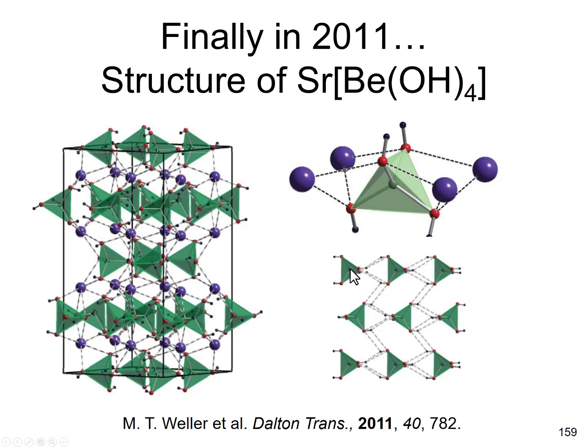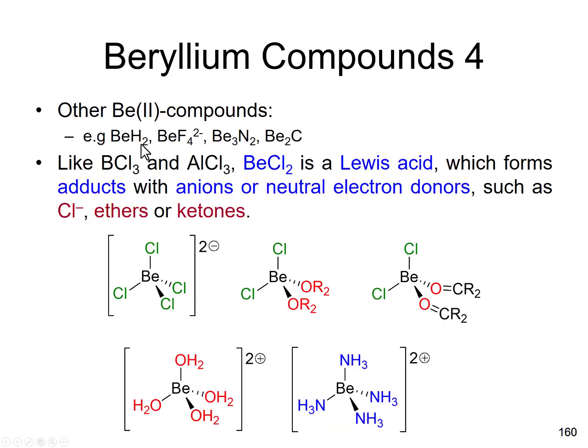So this is just one small unit of this structure. Here you can see how the tetrahedrons are interlinked. And in this particular depiction, you can see the arrangement of these tetrahedron in 3 dimensions. Other notable barium 2 compounds include barium hydride, tetrafluoridoberylate, beryllium nitride, and beryllium carbide.